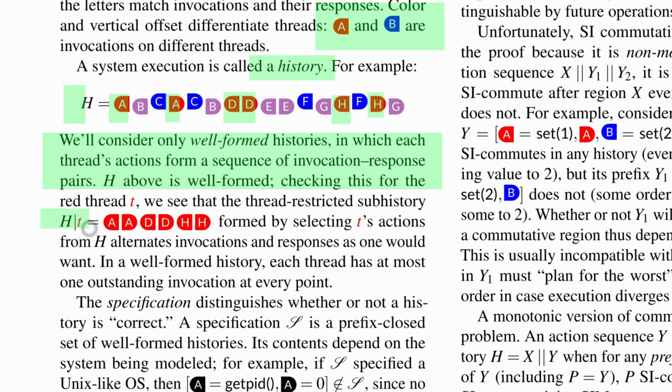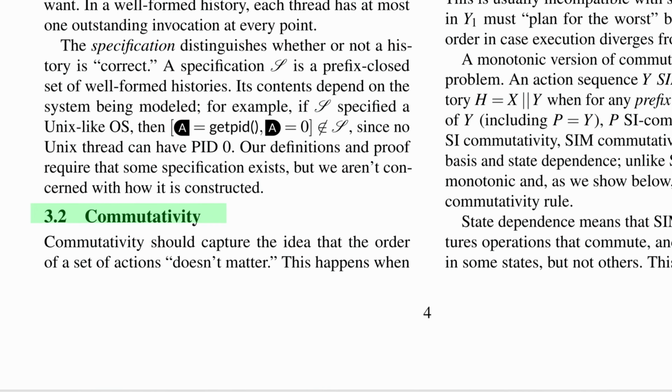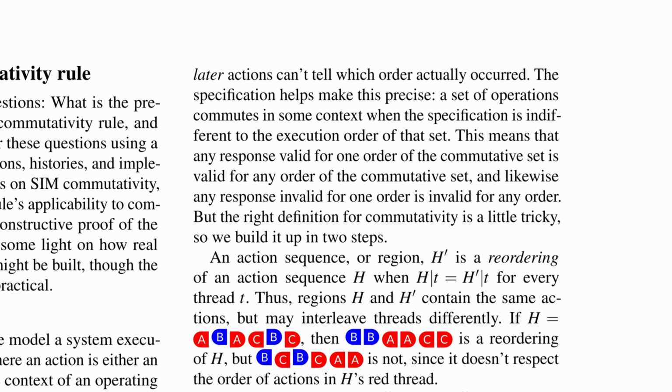We use this notation H bar t to denote that part of the history that comes only from the thread t. So if we want to formalize the idea of commutativity, we want to somehow express that the order of actions does not matter. If you look at a prefix of a history, you want the later actions to be indifferent to the ordering of that prefix.